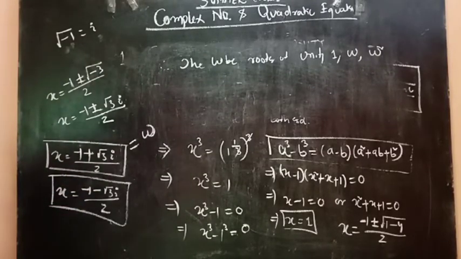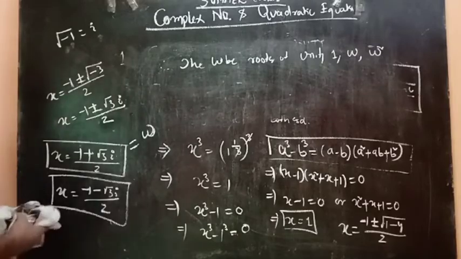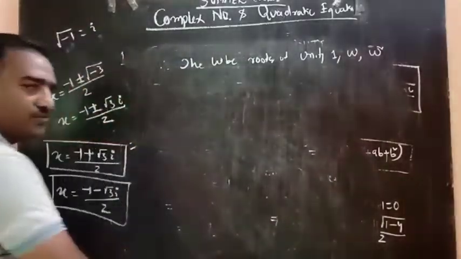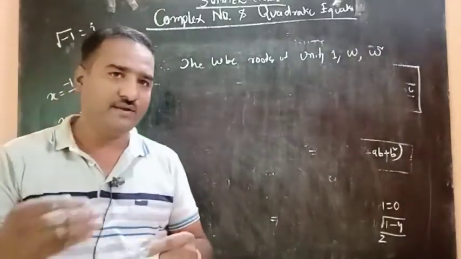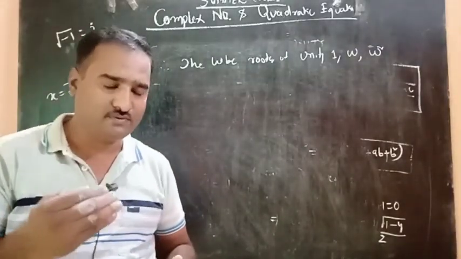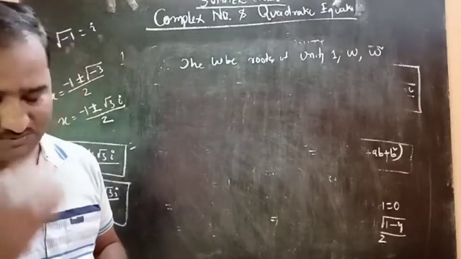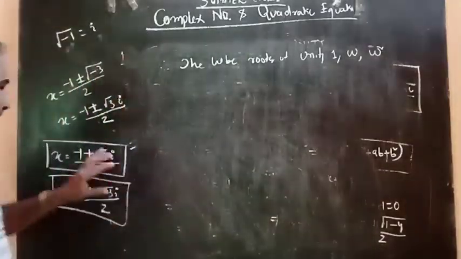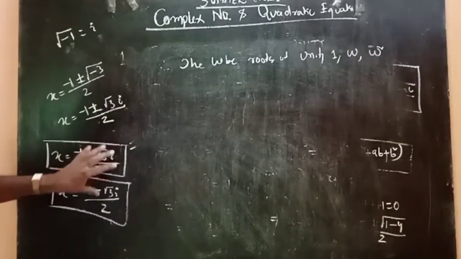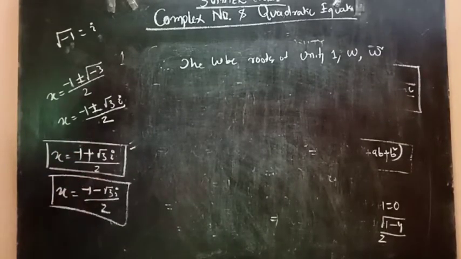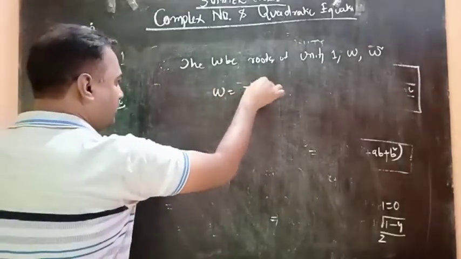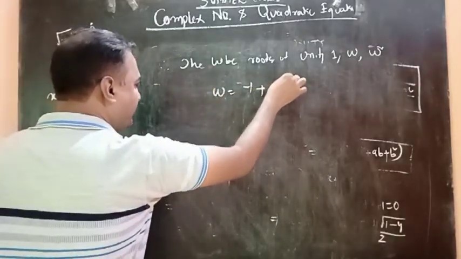How will it become? Let me check. In high school you know that we took roots as alpha and beta, but in class 11th we take the roots as omega and omega square. If you square this one, you will get this one. Let me check. So omega is which one? Take the first one, minus 1 plus root 3 i by 2.